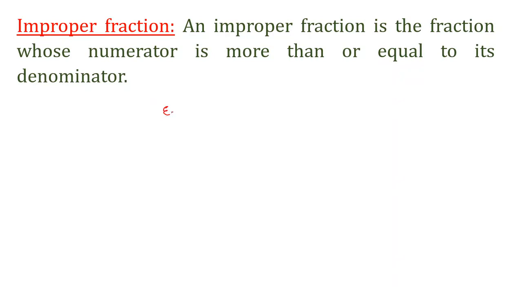And for example, if we take 8 by 3. So observe here the numerator 8 is greater than the denominator. So this type of fraction is called an improper fraction. If we take 15 by 6, here also numerator 15 is greater than the denominator 6. So this is also an improper fraction. If I take 8 by 8, observe here, as per the definition, if the denominator is equal to the numerator, this type of fractions are also called improper fractions.